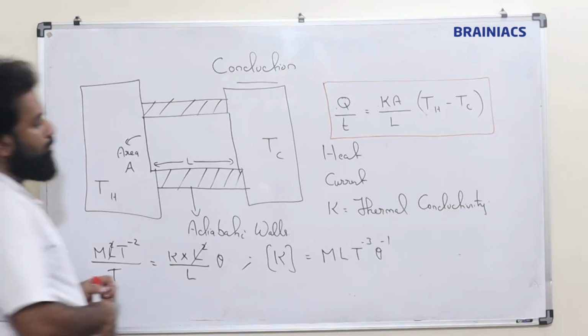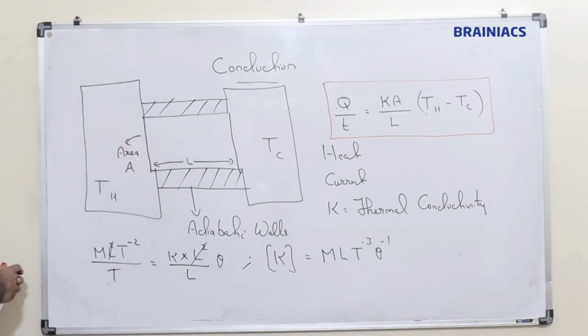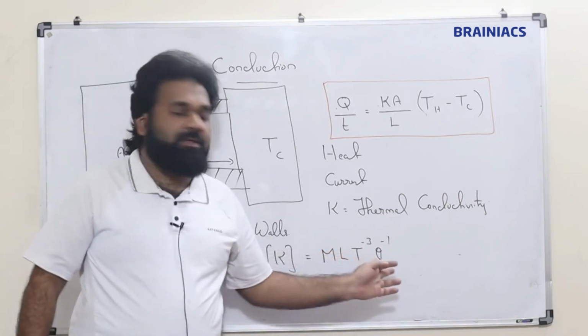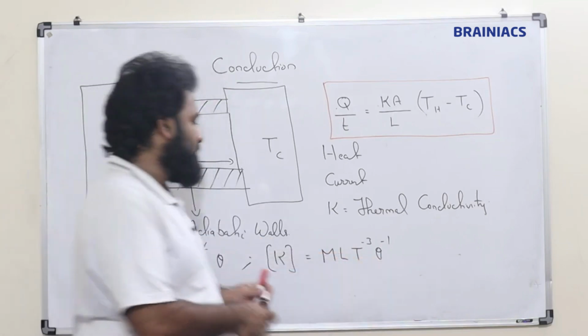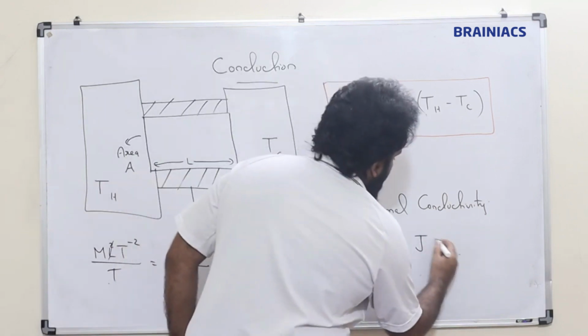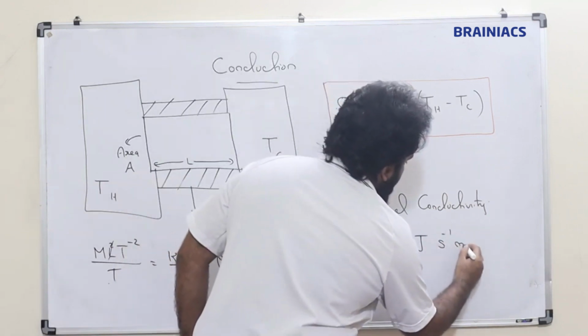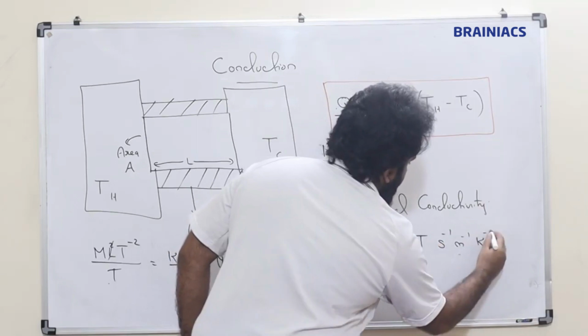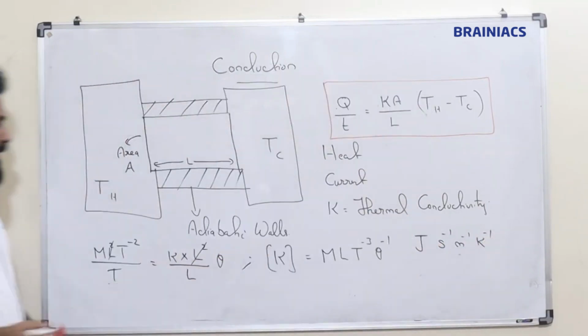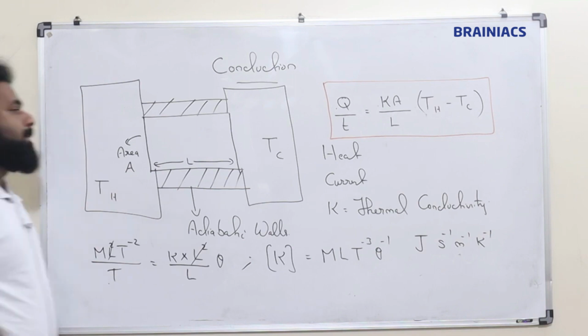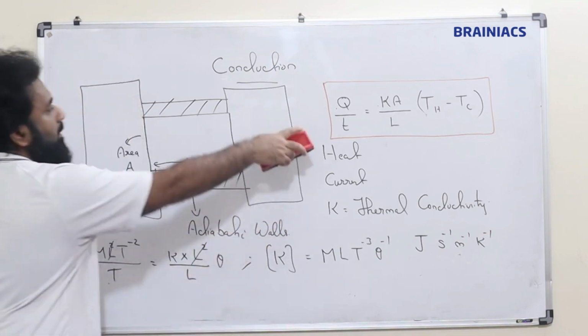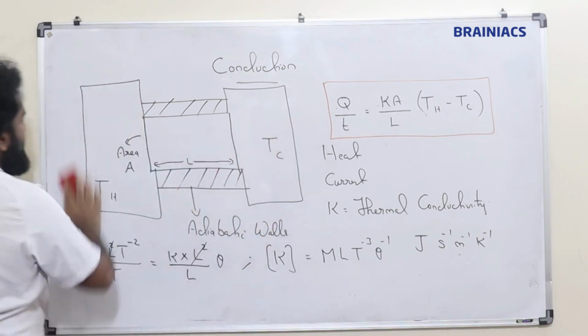Clear? Okay, its unit is joule s⁻¹ m⁻¹ K⁻¹. That is the unit of K, thermal conductivity. Clear? Okay, shall I erase this? Now we need to analyze this formula.